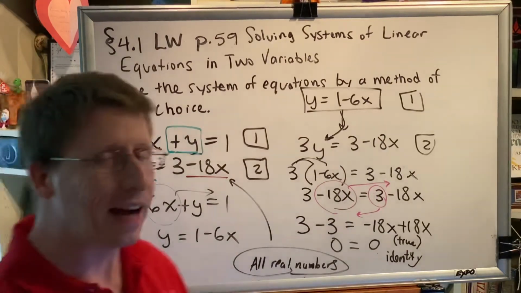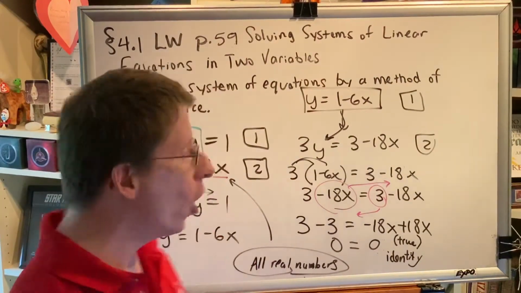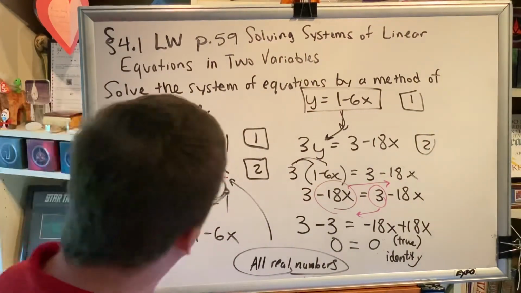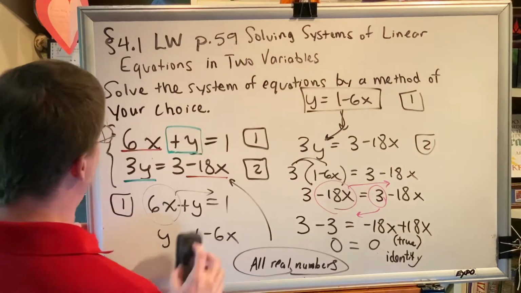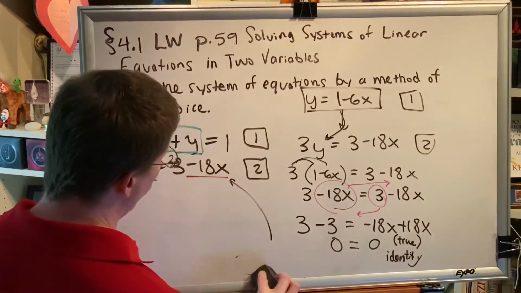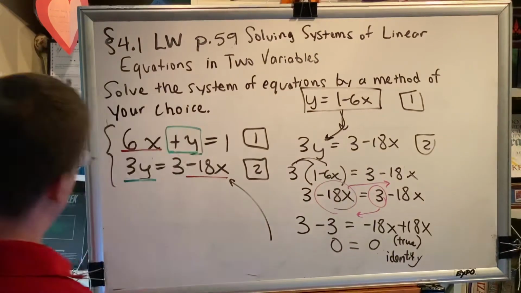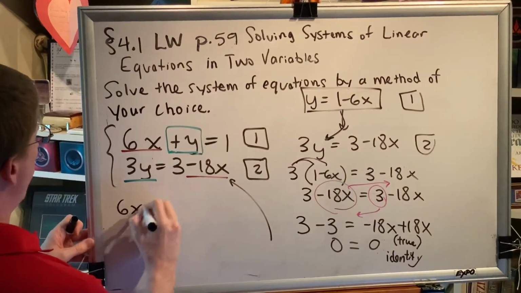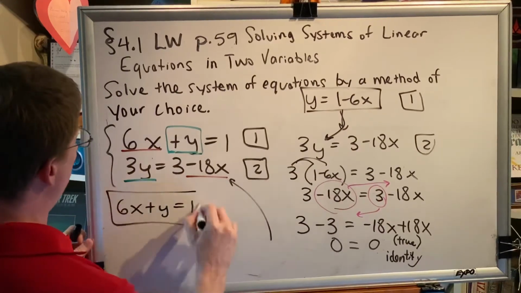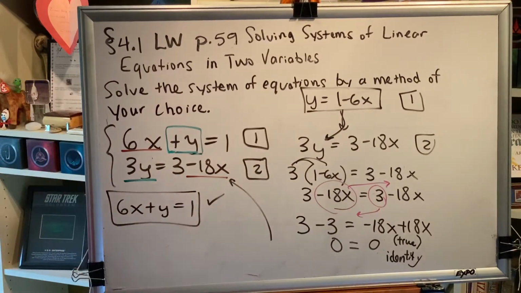So we have to write that in a very specific way. We want all of the ordered pairs that make either one of these equations true. So the way we're going to write this is by writing one of our equations as our answer. So the set of ordered pairs that satisfy the equation 6x plus y equals 1 is our answer to this question.